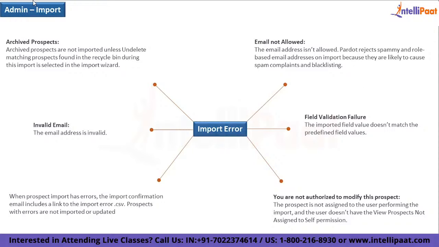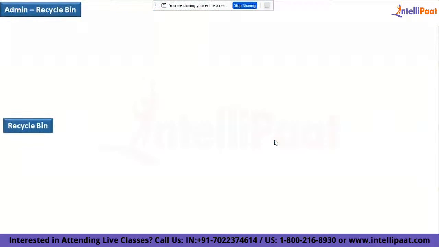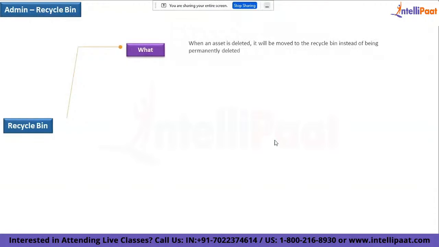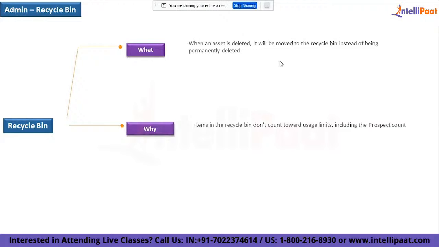So this is all about the import and import error notification. Okay, fine. When it comes to the recycle bin, what is the use of the recycle bin? When an asset is deleted, the important keyword here is asset. It is not only the prospect. If you have created any asset in Pardot and you delete it, it won't get permanently deleted, but you will find it under the recycle bin. Items in the recycle bin don't count towards the usage limit, including the prospect count. Now, why have they given a recycle bin?